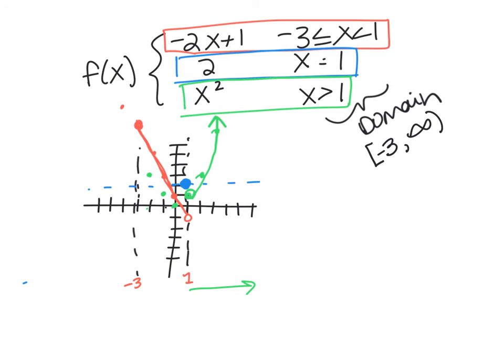And then at +1, that's when our graph jumps all the way up to the blue part, and then jumps back down to the green, where it'll continue up to infinity. So that arrow is important on the green side.